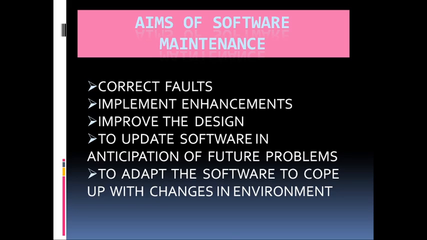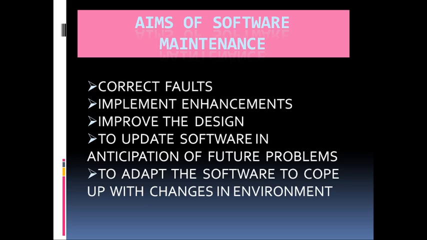Second is to implement enhancements. As we know, there are a lot of changes, or the environment gets changed, including changes in software interfaces and many other factors. And all these factors demand enhancements in the software to compete in the current market. Then there arises the need of improving the design. As we all know, there arise a lot of changes in software functioning. Then it becomes necessary to change the design according to the demand or according to the environment impact.